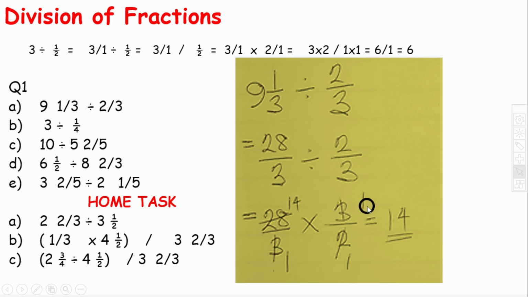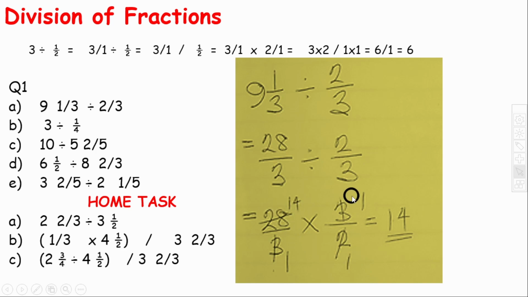3 divided by 3, 1. 3 divided by 3, 1. Now, do you observe another thing? Yes. There's a common factor between this numerator 28 and this denominator 2. And the common factor is what? 2. So let's divide both the numerator and the denominator by 2. 2 divided by 2, 1. 28 divided by 2 is 14. So we now have new numbers. We have 14, 1 at the top, and we have 1, 1 below.